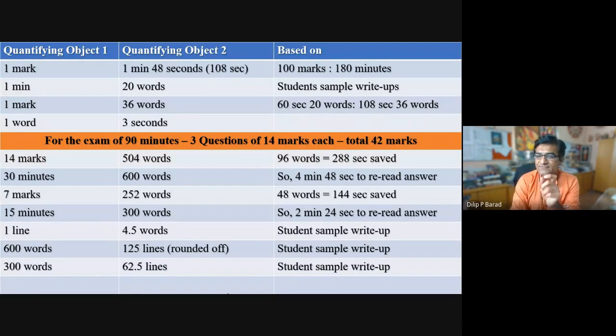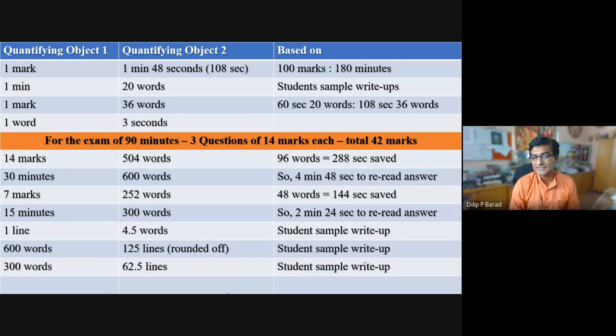Now, what is this time for? This time is to read the question, to frame your answer, and then to reread to remove the error. So that way you can use this time, 4 minutes and 48 seconds, to organize your answer. Many of you are doing rough work also on the last pages, and rereading to remove the error. So for that, you save this in 14 marks there.